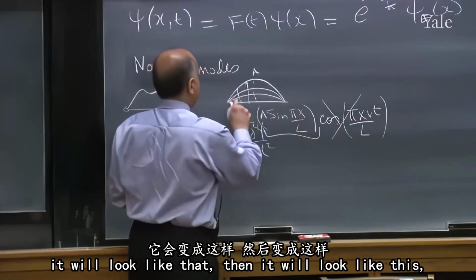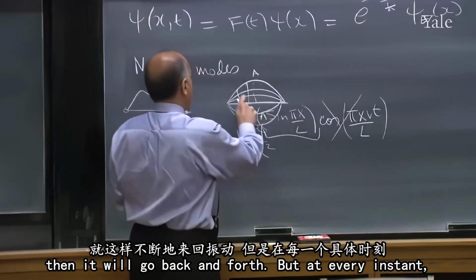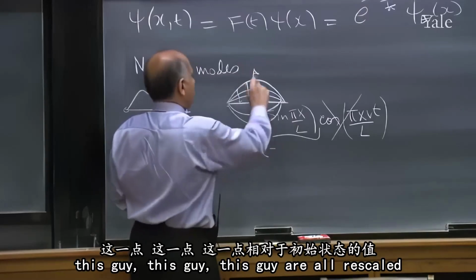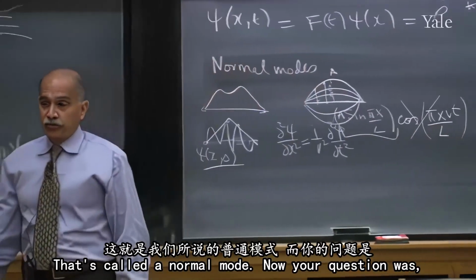A little later it will look like that. Then it will look like this. Then it will look like this. Then it will look like that. Then it will go back and forth. But at every instant, this guy, this guy, this guy are all rescaled by the same amount from the starting value. That's called a normal mode.